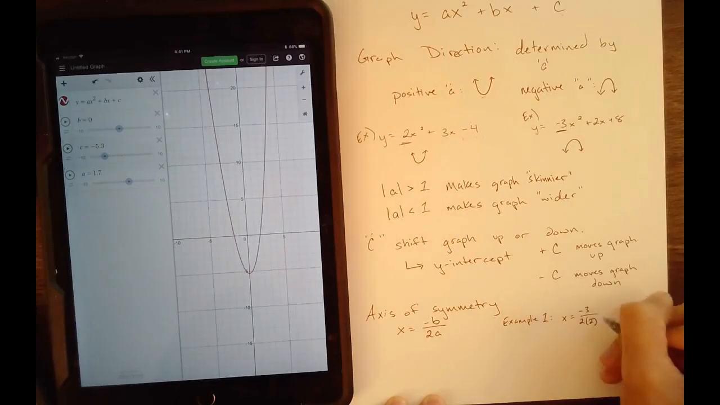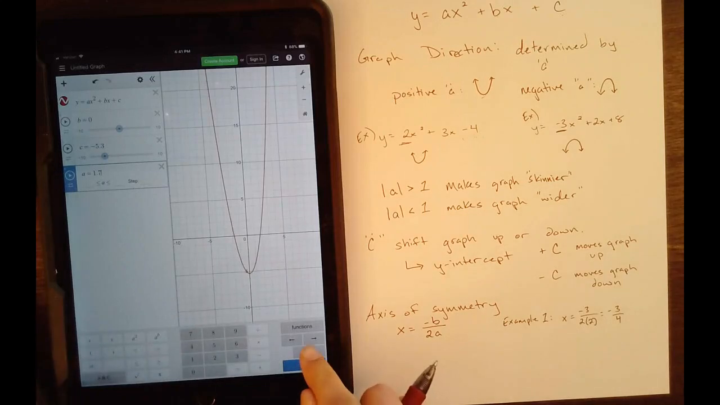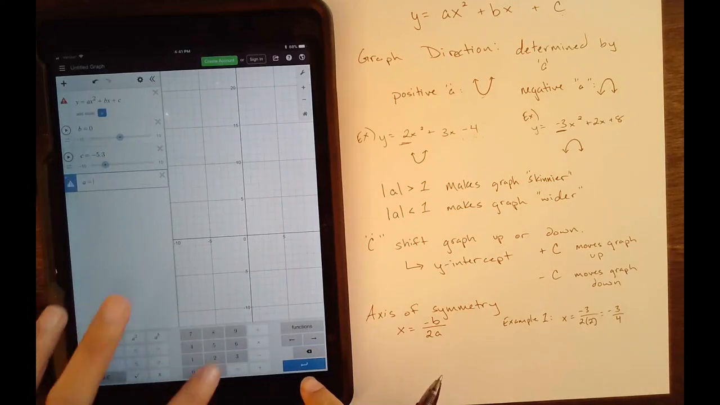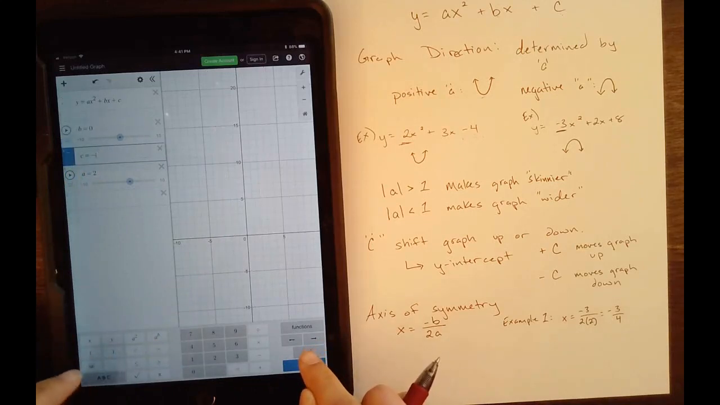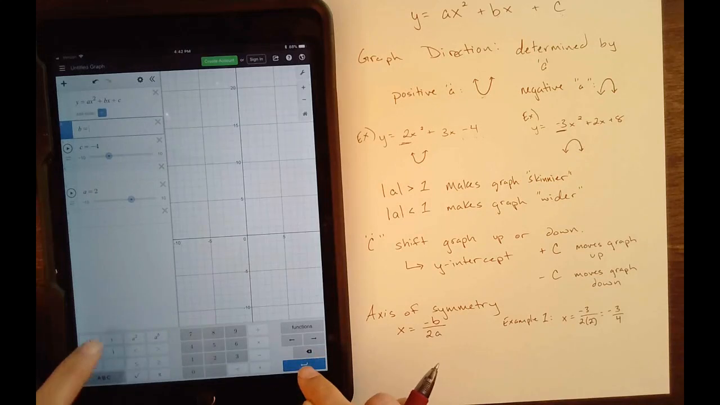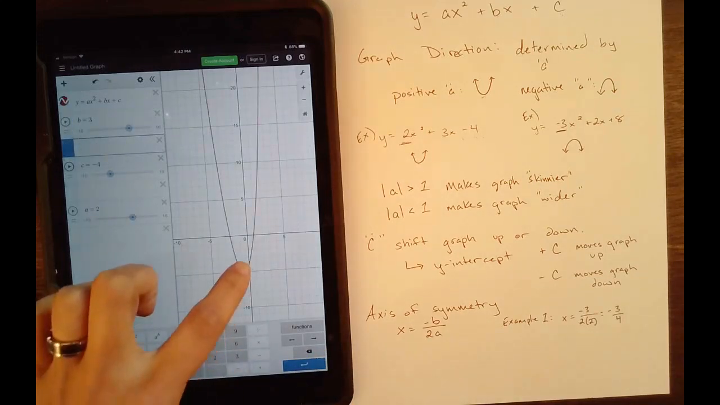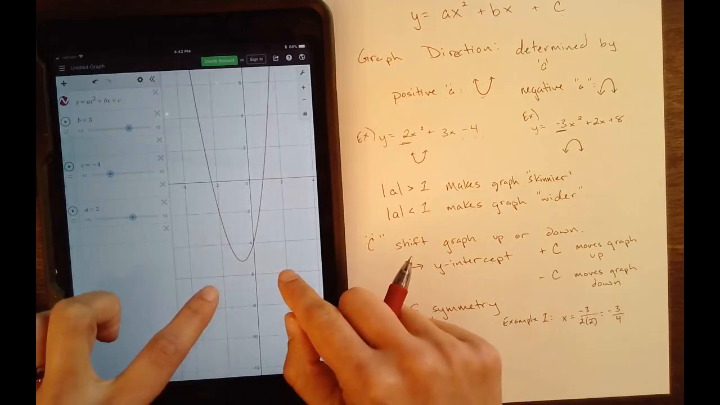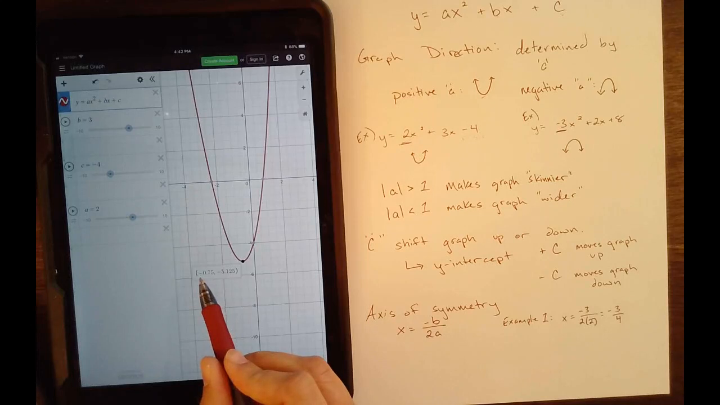So if we were to look at that graph, a was 2, c was -4, and b was 3. If we were to zoom in on it and look at where the middle is, you can see it is at -3/4. Right? So right through here is where that axis of symmetry is, which is -3/4, which is exactly what our equation told us.